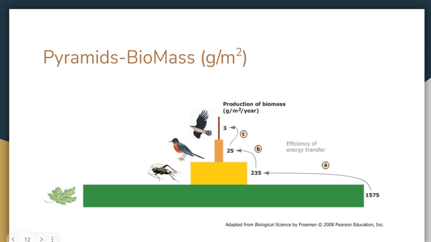Producer leaf down here, primary consumer, secondary consumer, tertiary consumer. And we have birds up here. I don't know if these are hawks. And in order to have the weight that they do, look at how much mass had to support them. So again, same problem going on in this ecosystem.